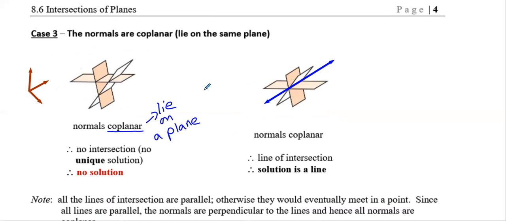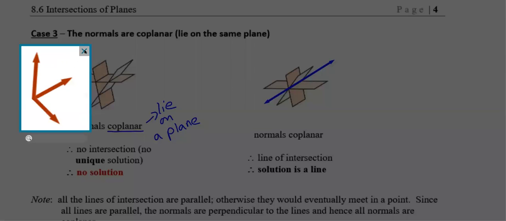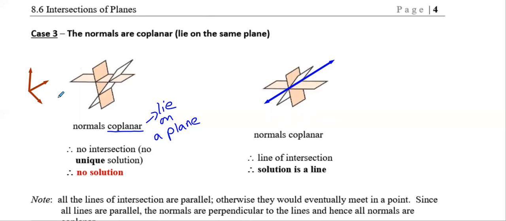And the last situation is normals are coplanar. Now, what does that mean? Well, that means that the normals that are created for each of the planes actually create a plane. Okay, and remember we talked about this, how do they create a plane? Well, they create a plane if you have these three types of directions, right? So they lie on a plane.